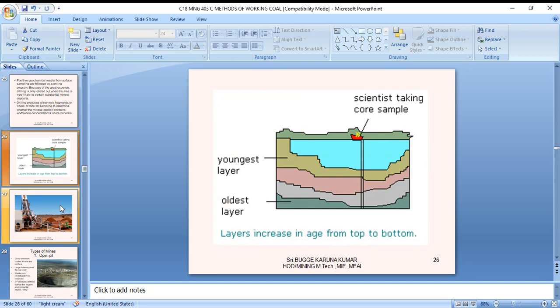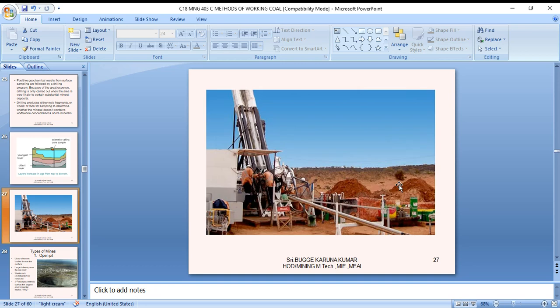So scientists take core samples, the youngest layer and the oldest layer. So this is a further exploration. We will get the youngest layers and oldest layers. So most of the deposits in this area were formed during early ages. Deposits are buried inside the earth's crust, depending upon the eruption of igneous and metamorphic formations happening. This is the exploration technique that is going on.